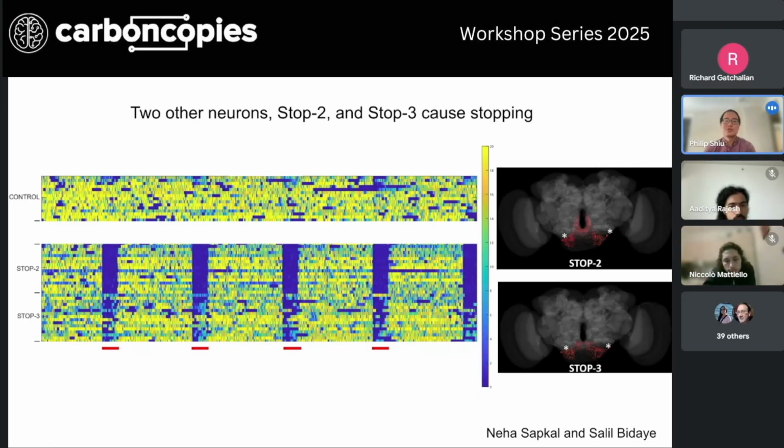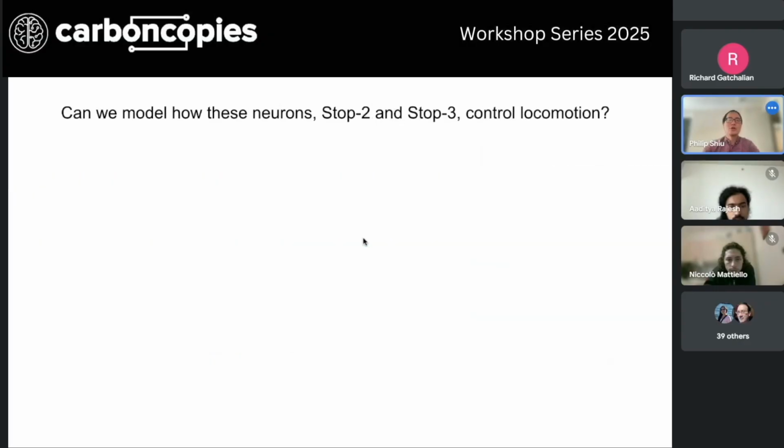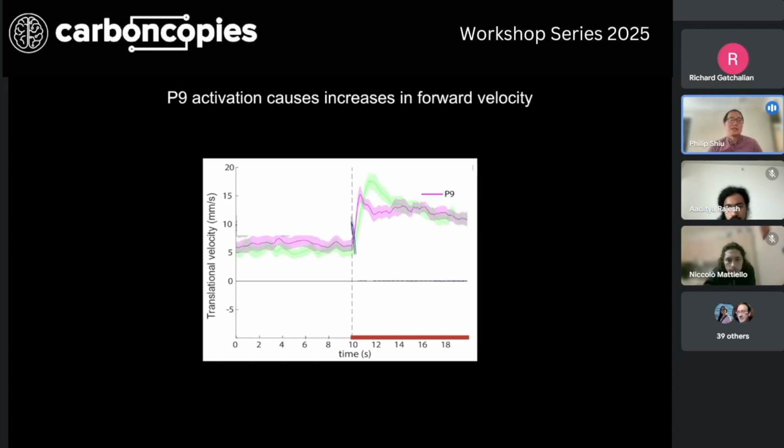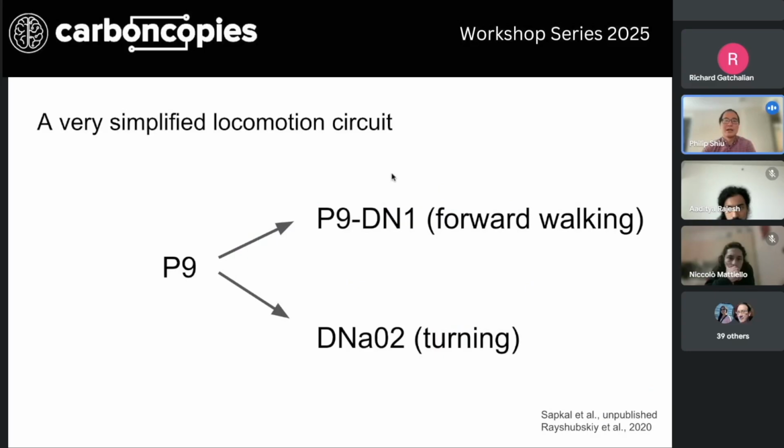There are also a couple of other neurons that control locomotion, including neurons called STOP2 and STOP3. Basically, this data shows that as you optogenetically activate either STOP2 or STOP3, the flies will stop. They will typically be walking, you activate them, and the flies stop walking. So we wanted to see whether we could model how STOP2 and STOP3 control locomotion. If we computationally activate either of these two neurons, how does this influence the known locomotion circuits? As I mentioned before, when we activate these P9 neurons, it causes the flies to increase forward velocity. Again, we assume DN1 controls forward walking, and DNAO2 controls turning.